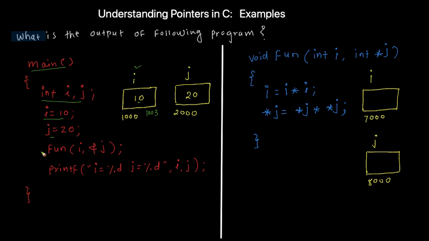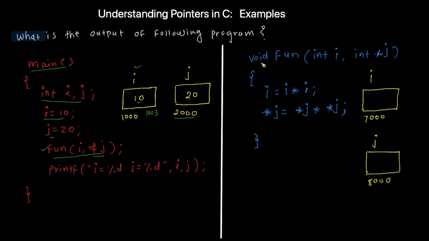Then we are going to call a function called fun, right? To this function we'll be passing I by value. We are passing the value of I, and we'll be passing j by reference, right? We'll pass the memory address of j. So &j will give us the memory address of j. I will give us the value of variable I. So let's execute this function fun.